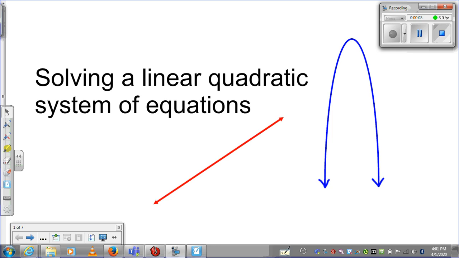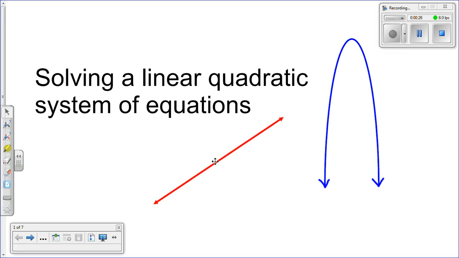And welcome. Today we're going to be solving a linear quadratic system of equations. Now we've been solving systems, and the systems that we've been solving have been two lines, and we're looking to see where they cross. We also graphed linear inequalities, and we graphed two inequalities or even more to see where they crossed. In this case, we're going to have a linear and a quadratic.